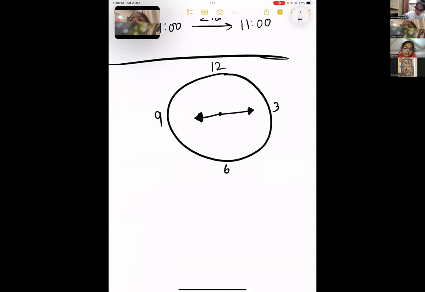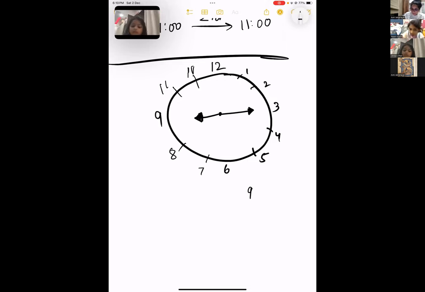I hope you know the time, okay? Ma'am, actually, the numbers were inside the clock. Ma'am, 9:15. Na, question padha nahi hai. Wait. Okay. Ma'am, 9:15. Yes, this is 9:15.